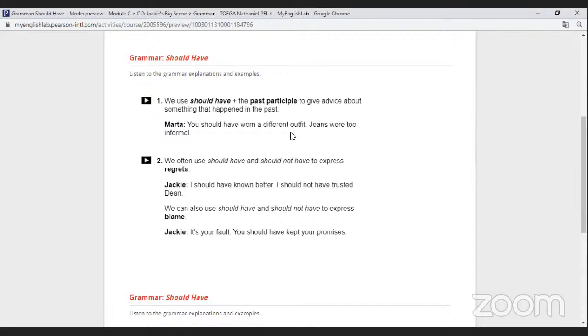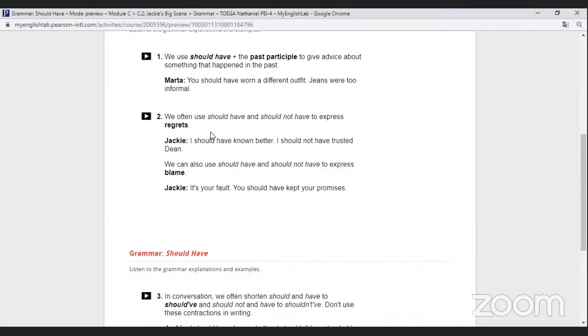Can you read the example, please? You should have worn a different outfit. Jeans were too informal. Okay, that shows the past. Number two, you can see, we often use should have and should not have to express regrets, like, I should have known better. I should not have trusted Dean. We can also use should have and should not have to express blame. It's your fault. You should have kept your promises.